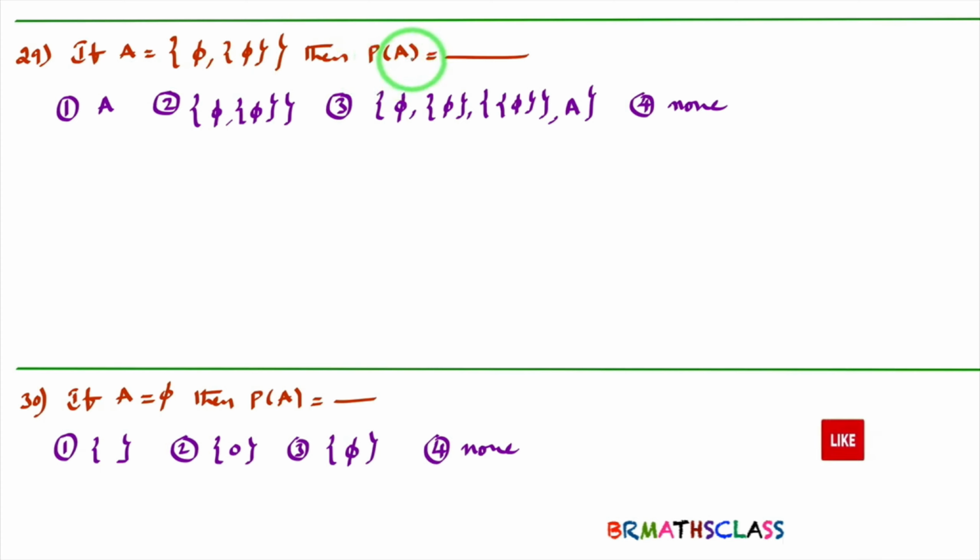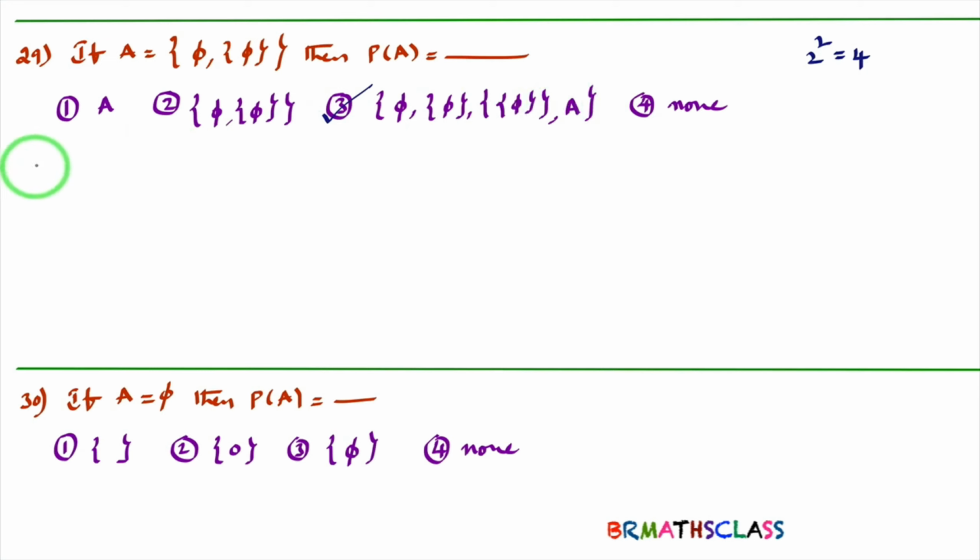What is meant by power set of A? The set of all subsets of A. Here, when set A contains 2 elements, how many elements will be there in P of A? 2 square elements. That means 4 elements will be there in P of A. This we already discussed in earlier problems from 1 to 25. Okay. So here P of A contains 4 elements. It is easy to identify in the options which option contains 4 elements. That is P of A. Correct or not? So here this is the option which contains 4 elements.